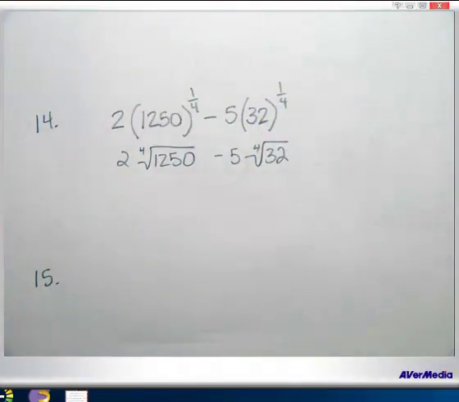So if I'm looking at my 4th roots, I can go up to 1296, but that's pretty close to 1250, but it's not the same number. 32 does not have a 4th root. It has a 5th root. So we can't do anything just the way that it is, but maybe we can split these down, simplify these down.